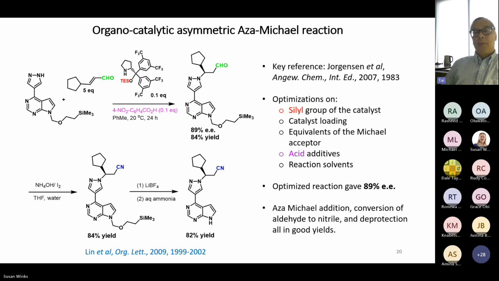After a lot of screening and optimization work, I'm just going to show you the end result. We optimized the silyl group of the catalyst. We studied the catalyst loading, the equivalents of the Michael acceptor, and the acid additive, which is shown in pink here, is also very important. We made a study on these factors and came down with the conditions shown in the scheme. So, we got a decent yield, 84% yield, and 89% EE on the aza-Michael addition. Then we have to take the aldehyde, treat it with ammonia to make the imine, oxidize the imine back up with iodine to the cyano compound, followed by deprotection. All of these reactions have a decent yield and pretty good selectivity. Next, please.